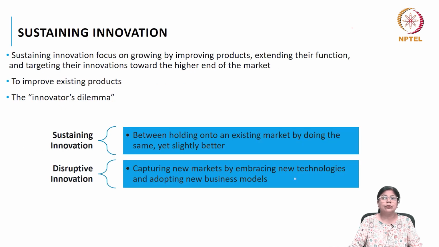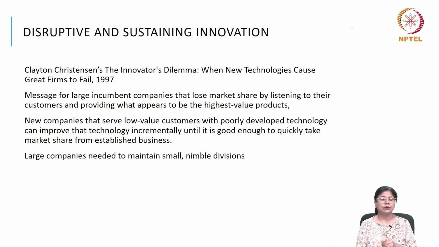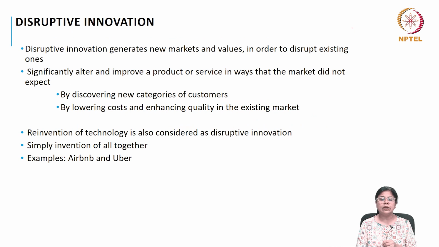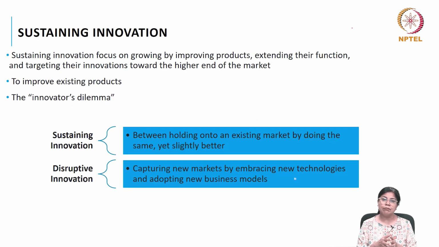On the other hand, there is sustaining innovation, which focuses on growing by improving the existing product, extending its features, adding more functions to it, or targeting the innovation towards the high end of the market. So effectively, you have the existing product and improvisation on that existing product. If you go back to the title of the book, The Innovator's Dilemma, it indeed reflects the point of view of a company.